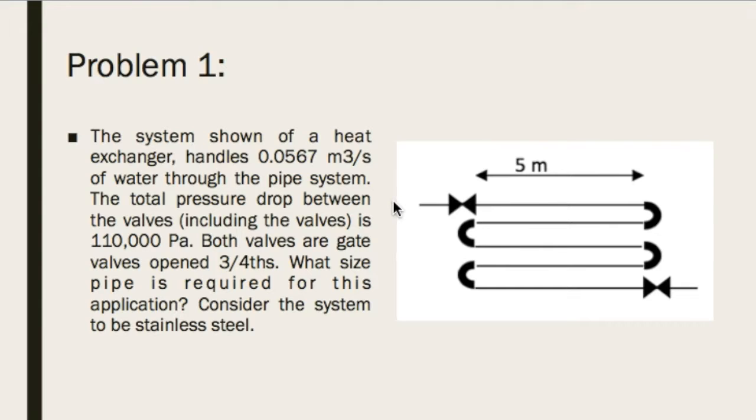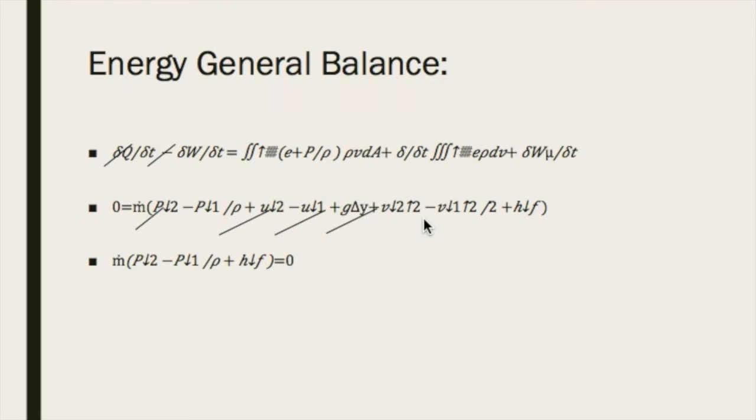Problem 1. The system shown of a heat exchanger handles 0.0567 cubic meters per second of water through the pipe system shown. The total pressure drop between the valves, including the valves, is 110,000 pascals. Both valves are gate valves open 3/4. What size pipe is required for this application? Consider the system to be stainless steel.